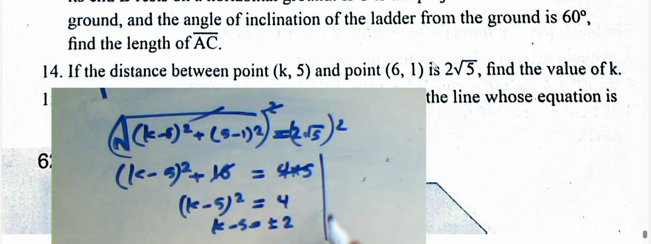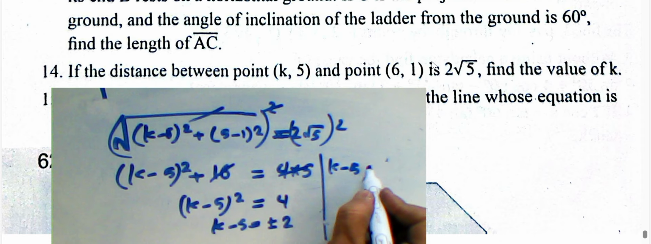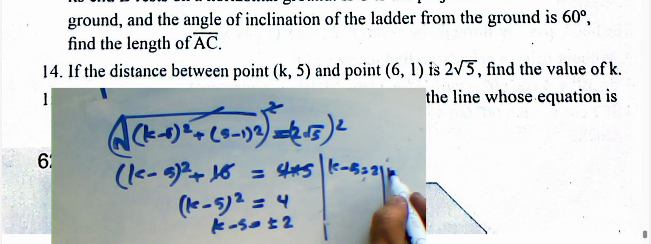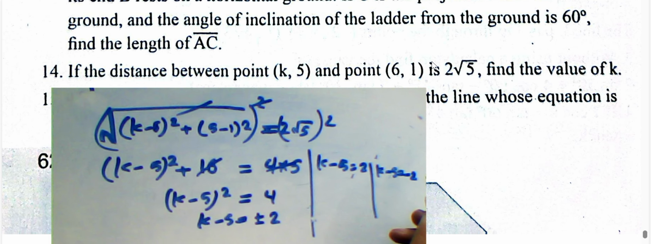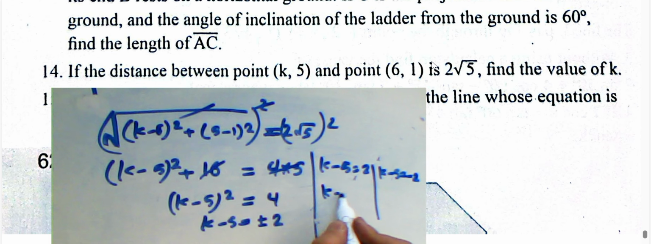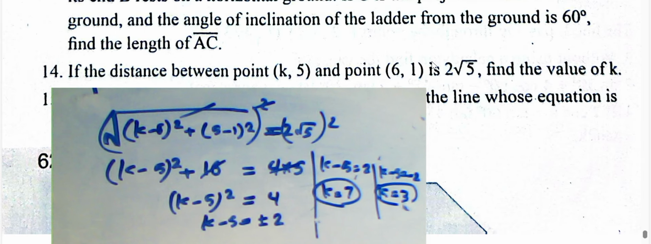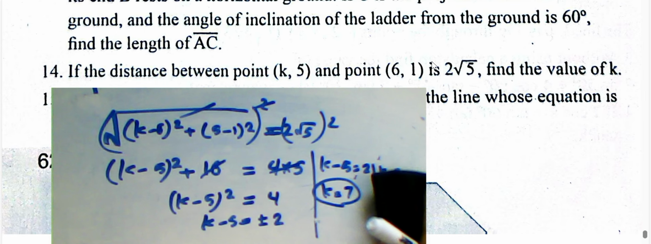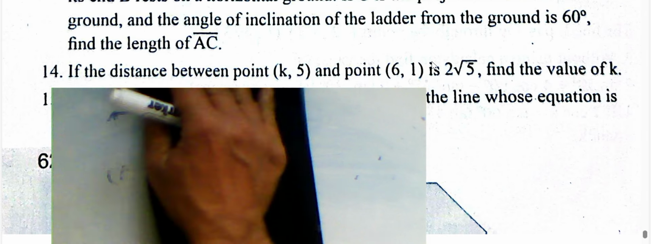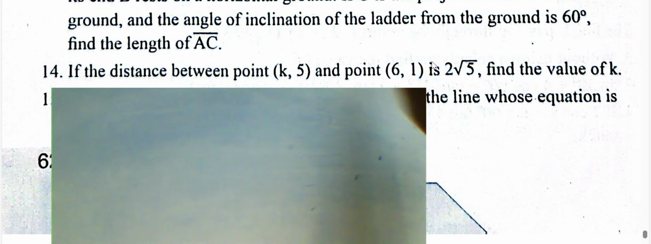So we have two solutions. The first, k minus 6 equals 2, and the second, k minus 6 equals negative 2. The value of k equals 2 plus 6, which is 8, and the other is negative 2 plus 6, which is 4. Understood? We have two solutions for this example.